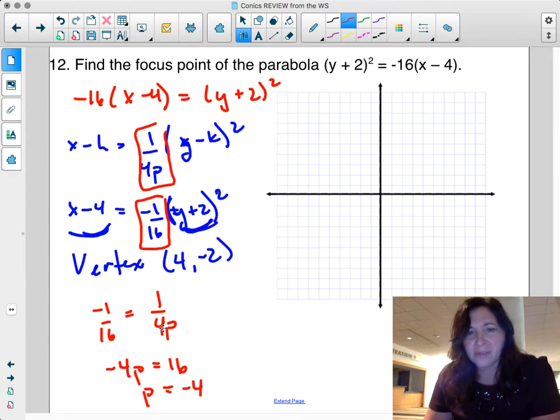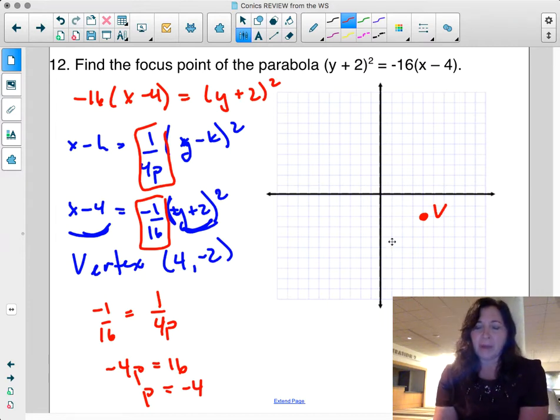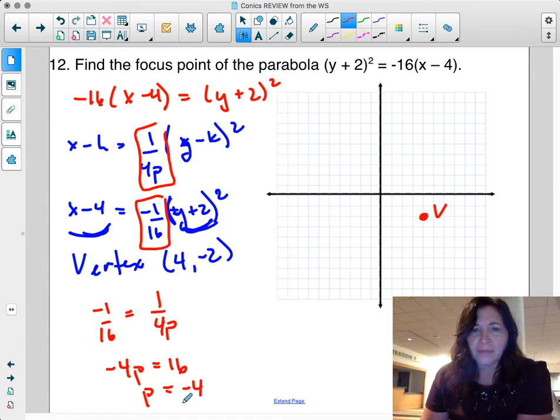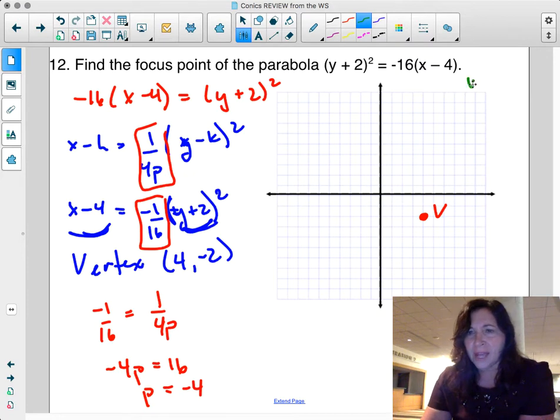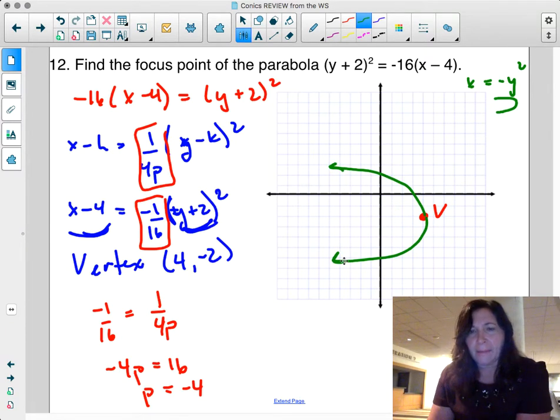What that means is that when I graph my equation, I'm going to go over 4, down 2, that's where I'm going to start, and that's my vertex. I always put a V there or a P depending if I'm talking about a vertex or a focus point. So now I'm looking at my original equation right here. See how it's an x equals y squared, and in this case, it's actually an x equals negative y squared. What that tells me is that my graph is going to be shaped like this, so my parabola is going to open out like that.